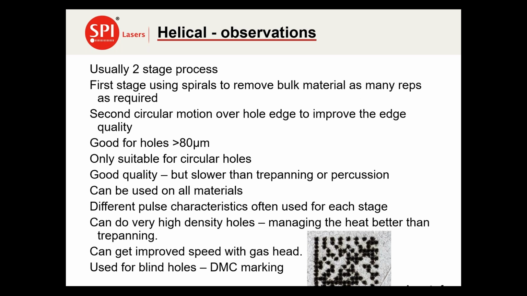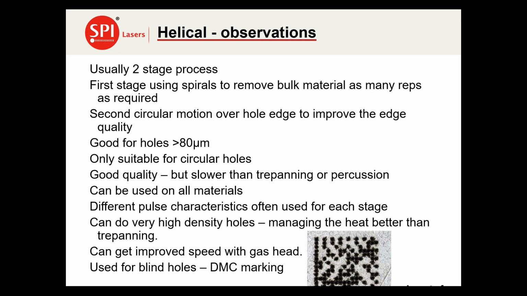Helical, two-stage operation. First stage using spirals to remove the bulk, as many repetitions as required. Then secondary, we would use a circular motion over the whole edge to improve the edge quality. It's very good for holes above 80 microns. It's only suitable for circular holes. Good quality, slower than trepanning and percussion drilling.